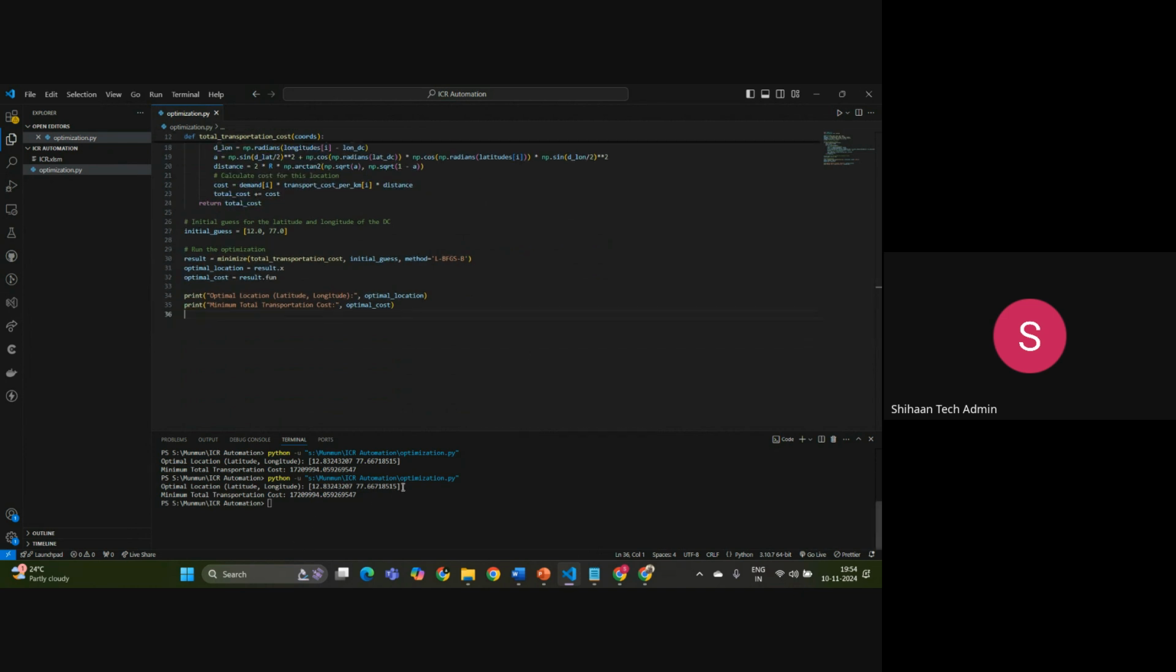So this is my result. And this latitude, longitude, if you find it in Google Maps, it is very near to Bangalore, or maybe the outskirts of Bangalore. So basically, you can put your DC safely in the Bangalore location with the minimized transportation cost. So this is what it is coming.